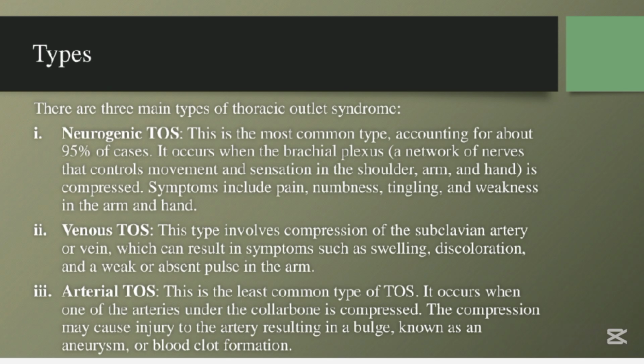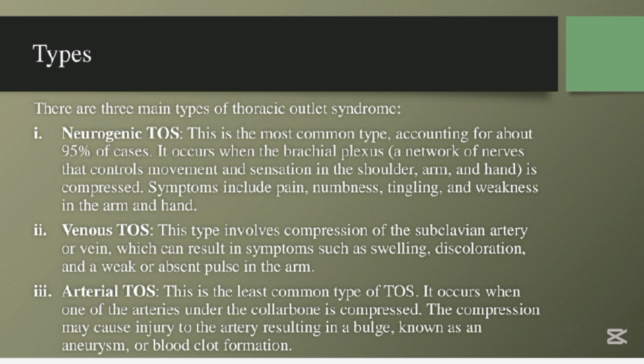Now, what are the types of thoracic outlet syndrome? There are three main types. Number one is neurogenic TOS. This is the most common type, accounting for about 95% of cases. It occurs when the brachial plexus, a network of nerves that control movement and sensation in the shoulder, arm, and hand, is compressed. Symptoms include pain, numbness, tingling, and weakness in the arm and hand.